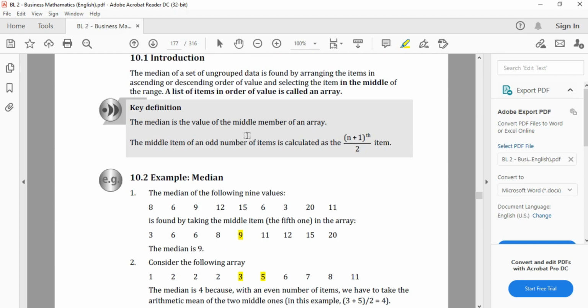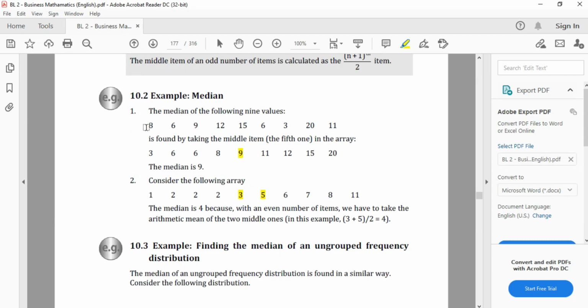Next, the last one, I guess, is the median. So median is another type of average we use to find averages of information and data. Median is also known as the middle value. Okay, so the middle value is found by the formula (n plus 1) divided by 2.